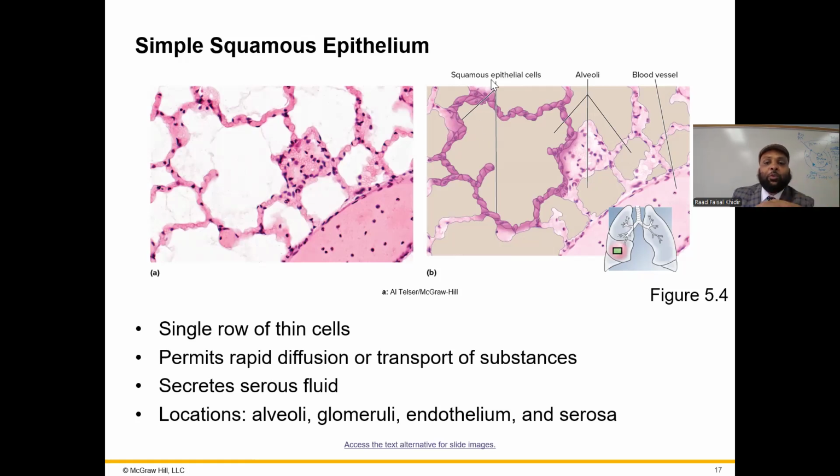And you see in the simple squamous epithelial cells, you have the alveoli and the blood vessels. There is a single row of thin cells that permits the rapid diffusion or transport of substances. It secretes the serous fluid, and it's located in the alveoli, the glomeruli, the endothelium, and the serosa.